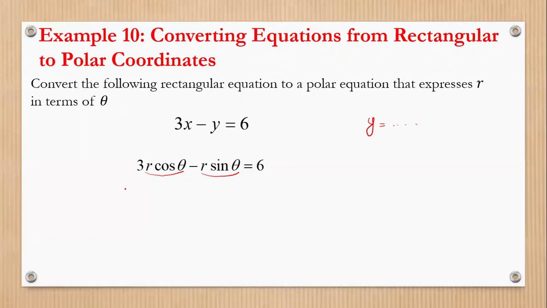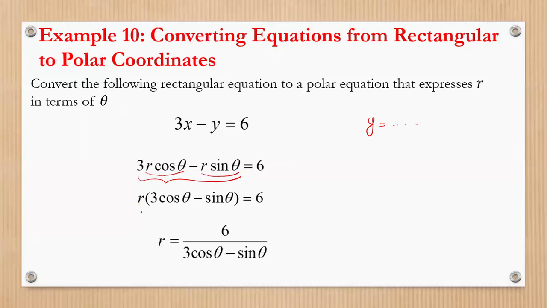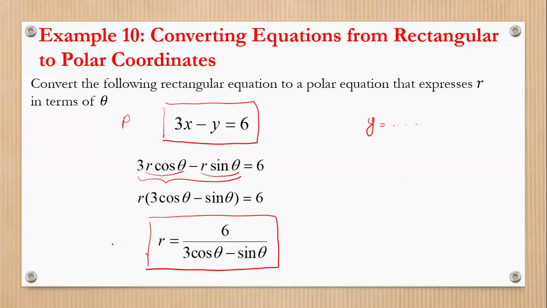To do that, I need to factor out the r from these two terms. If I factor out the r, I will get 3 cosine theta from the first term, and minus sine theta for the second term. Now, to isolate the r, I just need to divide both sides by the parenthesis. So it gives me r equal to 6 over 3 cosine theta minus sine theta. Now I have an equation in terms of r and theta, which means it's in the polar form. So these two equations are the same, but one is in the rectangular form, one is in the polar form.